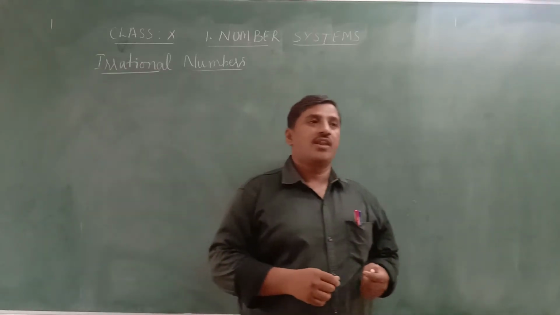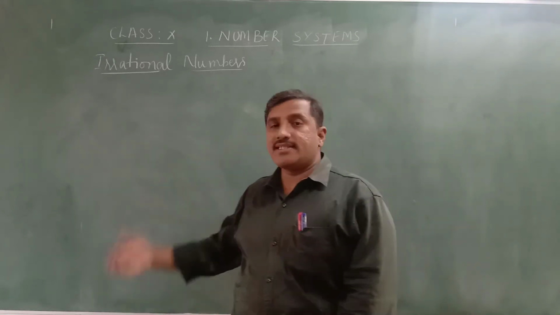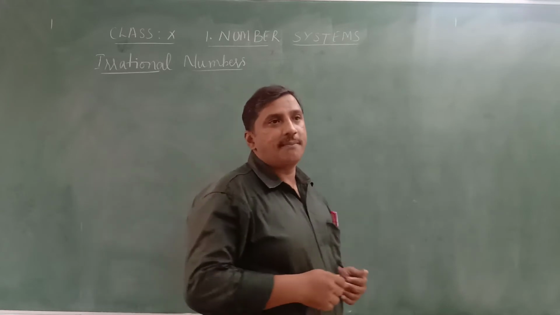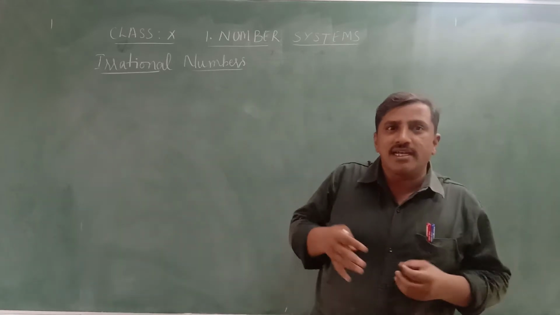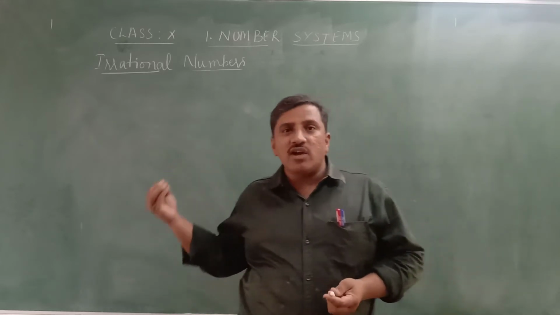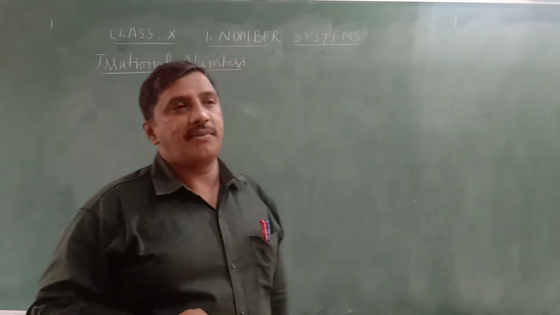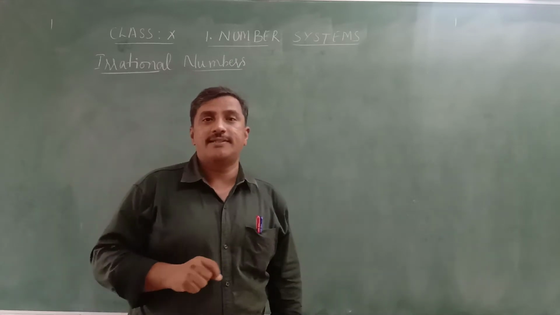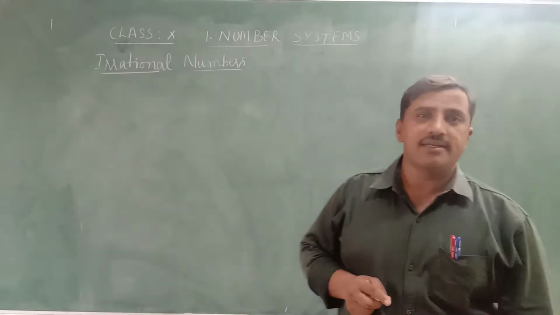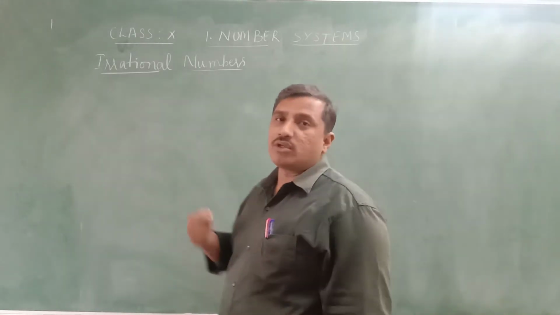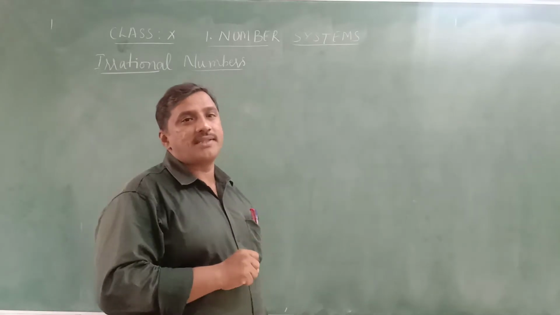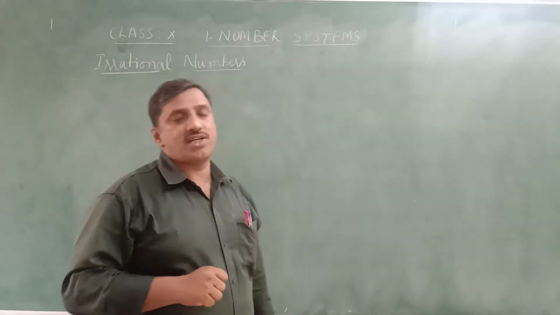Namaste children. In the last class we discussed rational numbers, how to represent rational numbers on the number line, and finding rational numbers between two given rational numbers. Today we are going to discuss irrational numbers: what irrational numbers are, and how we represent irrational numbers on the number line. Then we will move to the decimal expansion of real numbers.